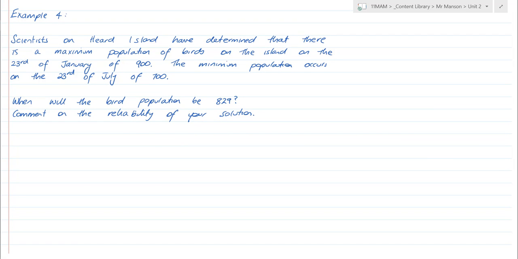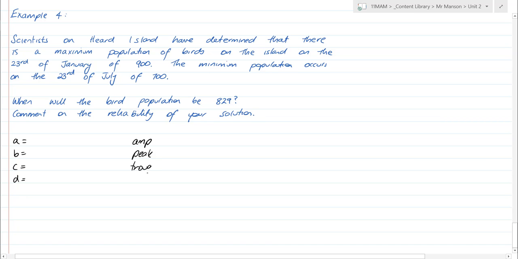But to build a model, we need to know our A value, our B value, our C value, and our D value. The easiest way to find those values is to get them from the six common contextual features of a periodic function. So that is the amplitude, sorry, that's missing an M, amplitude, peak, trough, midline, period, and phase shift. If you can work those things out, then you can work out your A, B, C, D easily, and then you've got a function. We just need to determine these.